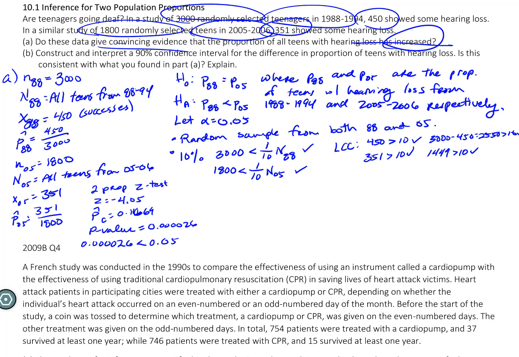So what does that mean? We reject our null hypothesis, meaning we have convincing evidence that, yeah, the proportion of teens with hearing loss has increased. Remember, that's what we ultimately wanted to know. Did it increase? Well, our alternate hypothesis was that it indeed had increased, so we have to make some kind of statement that goes along with that.